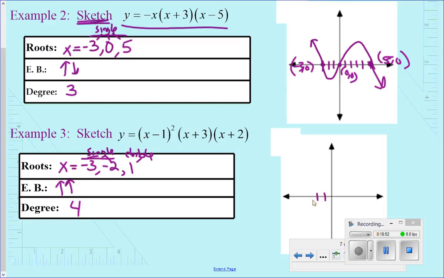So I'm going to remember to make that bounce. So at -3, I'm putting a point. At -2, I'm putting a point. At +1, I'm putting a point. My ends, up and up, so pointing up, I'm pointing up on both sides. So it's going through at -3, it's going through at -2, and it is hitting and bouncing at +1. So my graph looks like that.